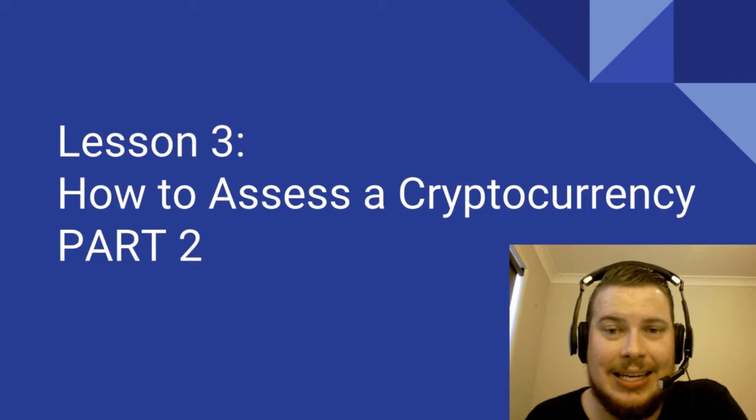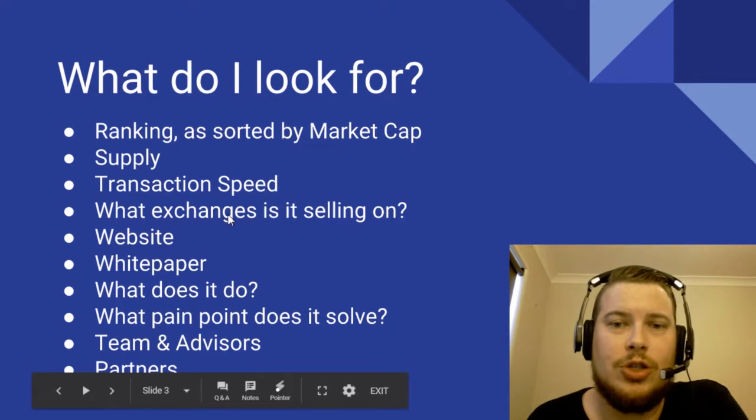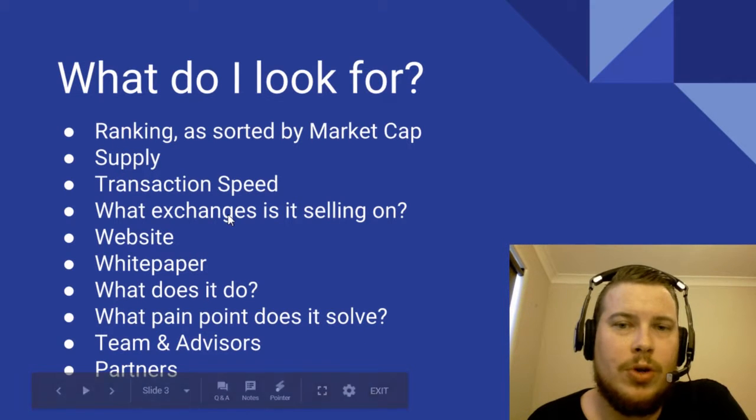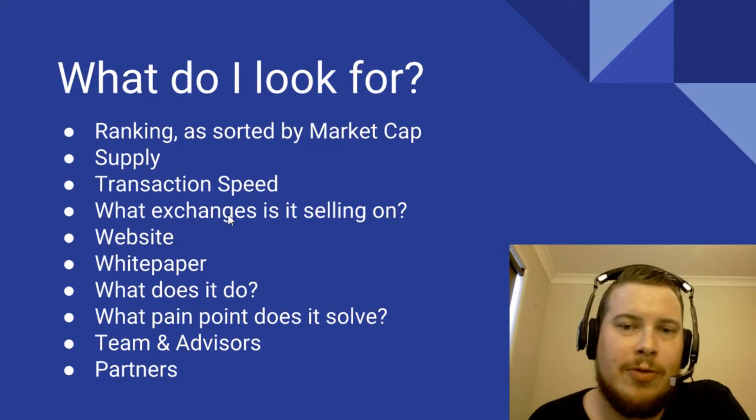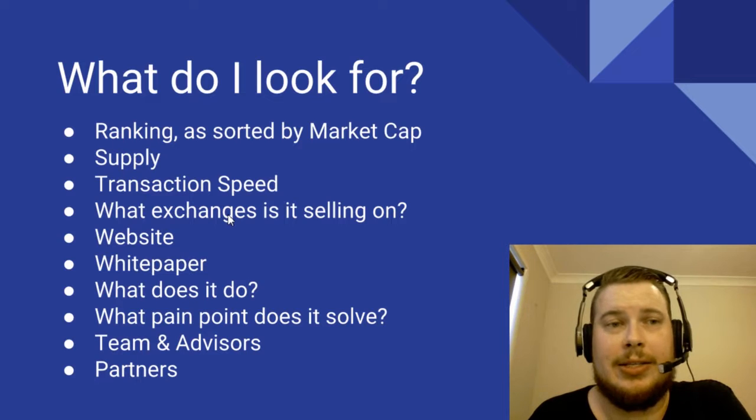On the last lesson, what we did is we had a bit of a look at how to assess cryptocurrencies. What should I look for? What supply, the ranking, what exchanges is it selling on, have a bit of a browse of the website, have a bit of a browse of the white paper, see what it does, what pain point does it solve, and see who's doing it and what their partners are.